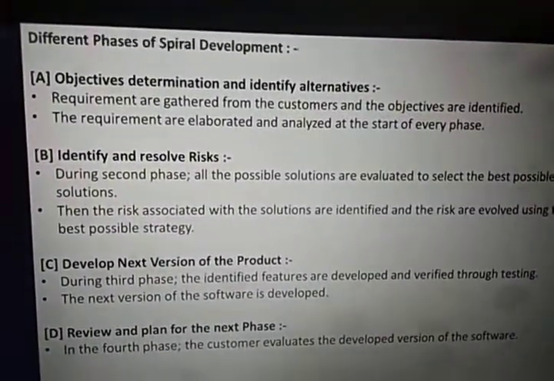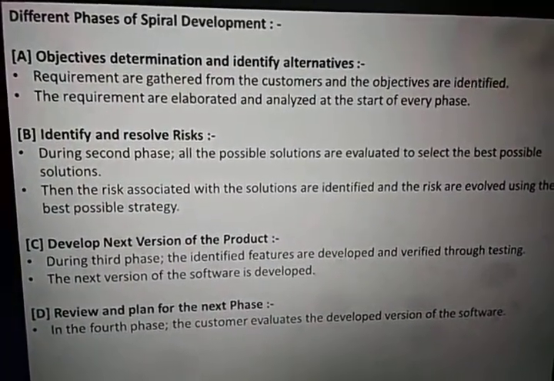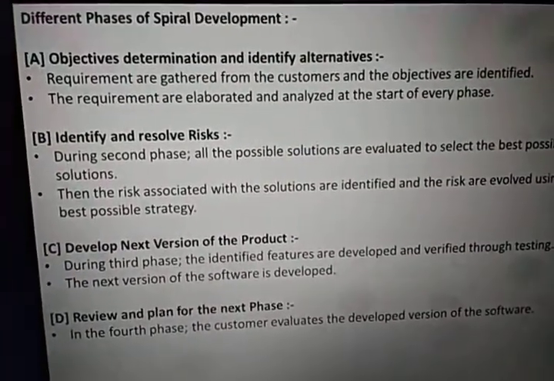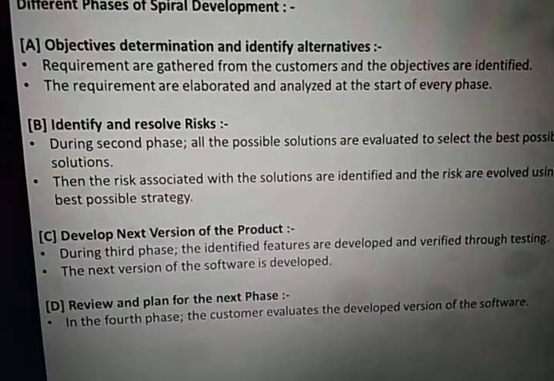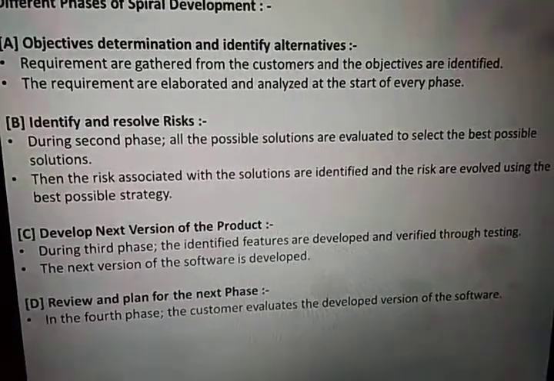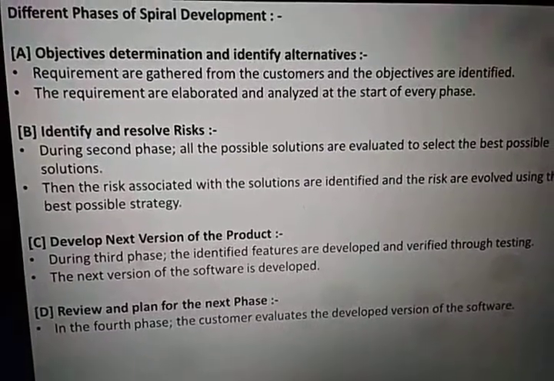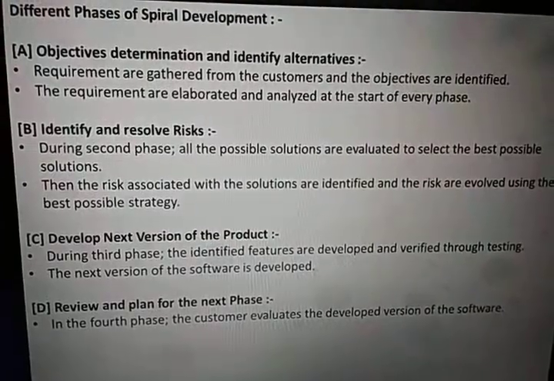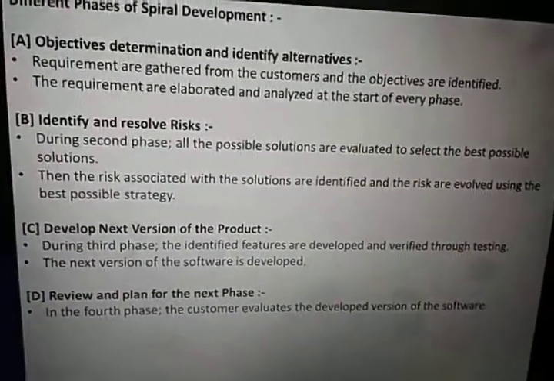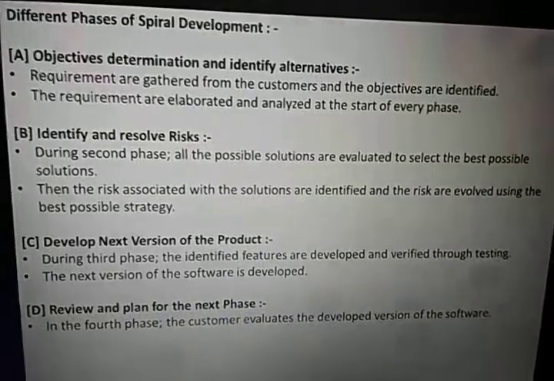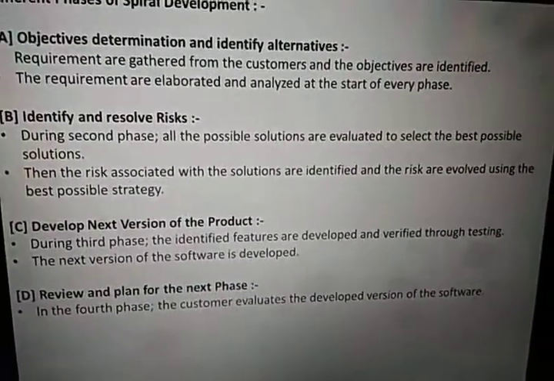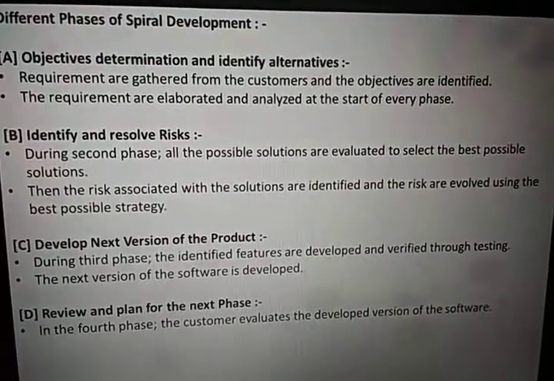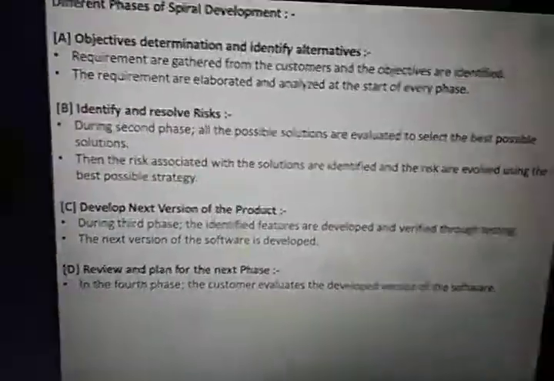So the different phases are the objective determination and identifying alternatives. First we need to identify what is the objective of the software. First phase: requirements are gathered from the customer and objectives are identified. We will gather the information from the customer or any end user, and based on the objective we will find the risk. The requirements are elaborated and analyzed at the start of every phase.